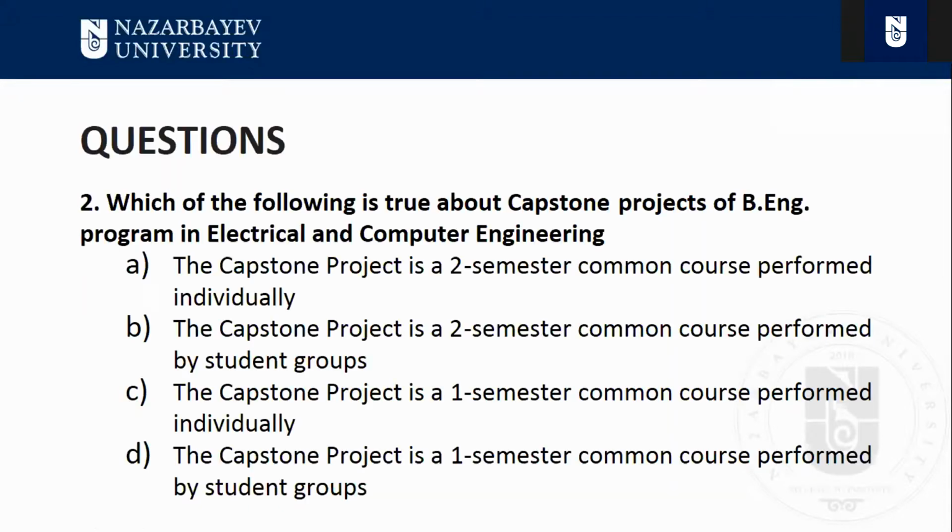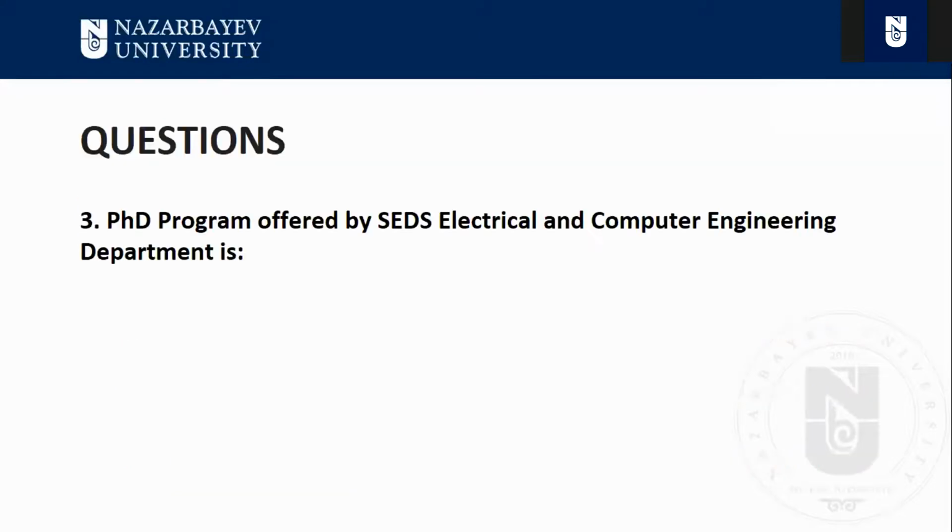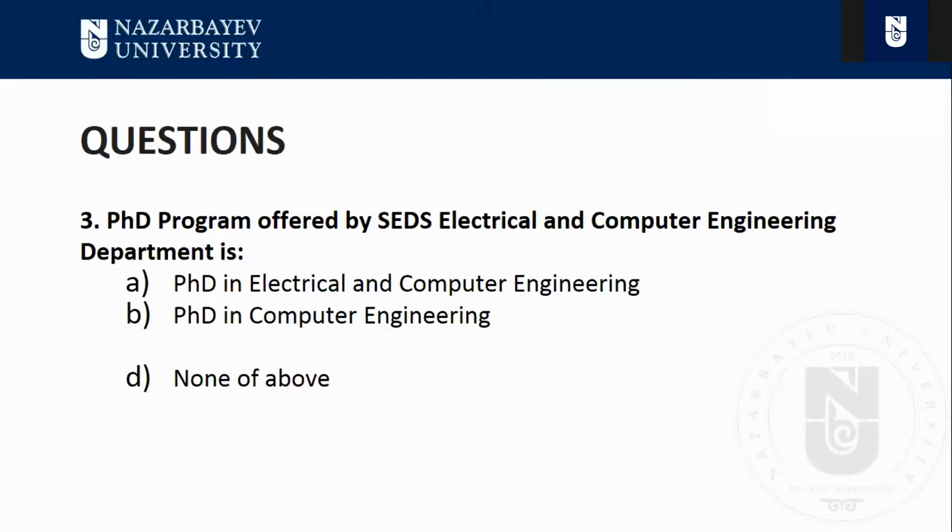The third question: the PhD program offered by the Electrical and Computer Engineering Department is A, PhD in Electrical and Computer Engineering; B, PhD in Computer Engineering; C, PhD in Electrical Engineering; and D, none of the above.